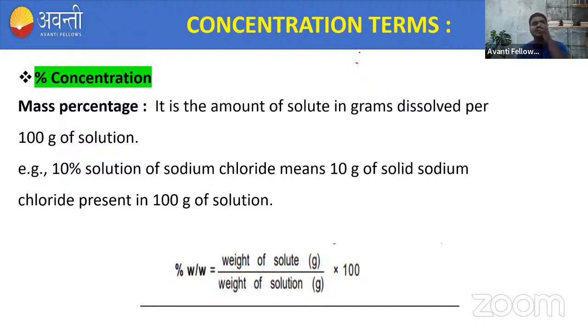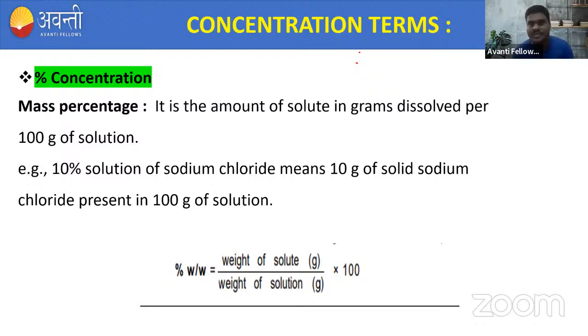So let's see the first one, that is the percentage concentration. How will you find the percentage concentration, right? Here we'll talk about the mass percentage, volume percentage, and mass by volume percentage. All three we're going to talk about, right? So what is mass percentage, beta? Can anyone tell me what is mass percentage?